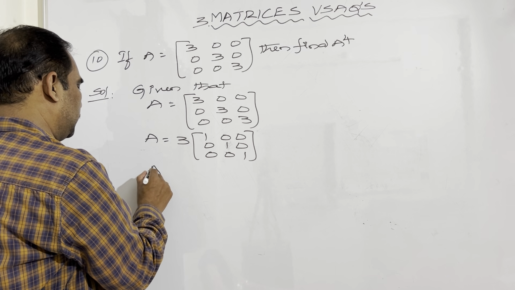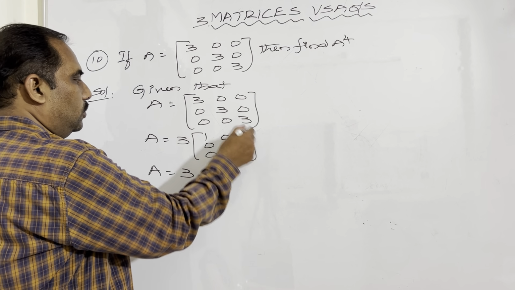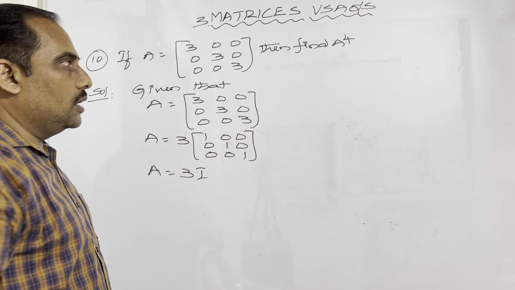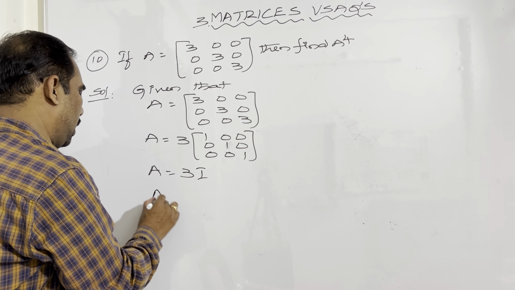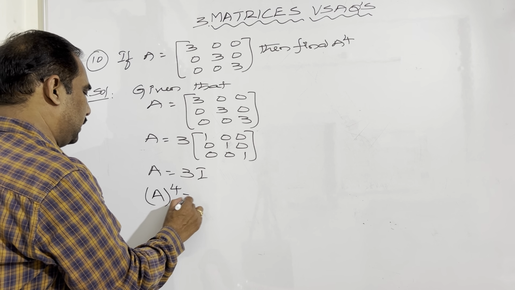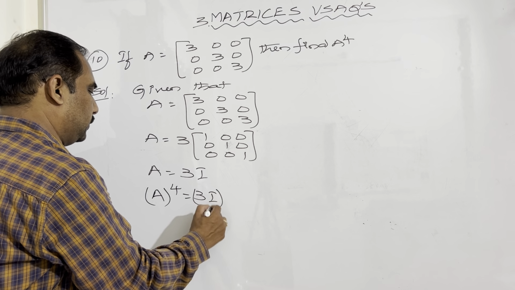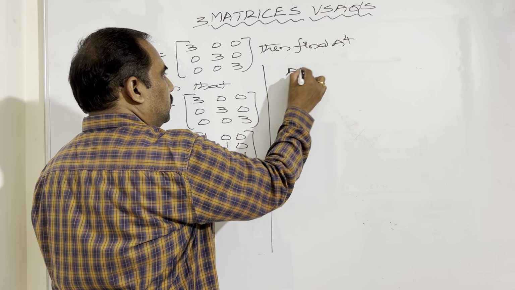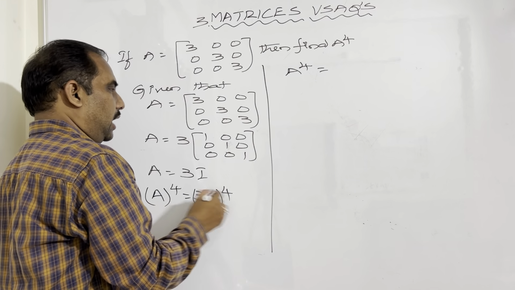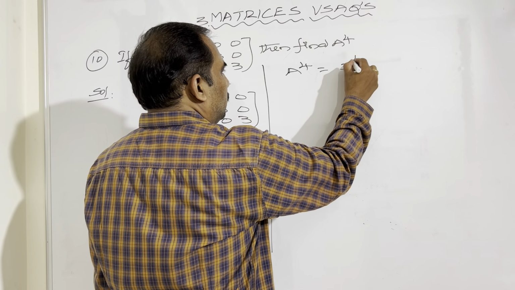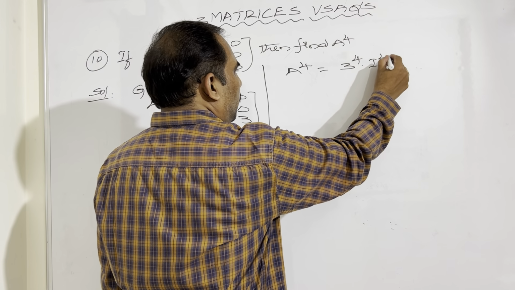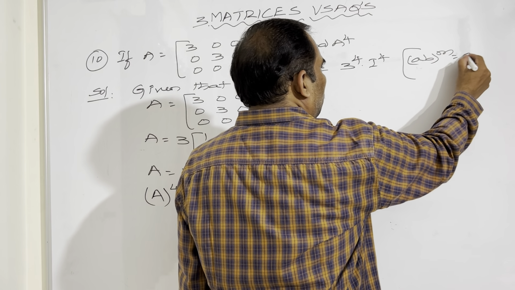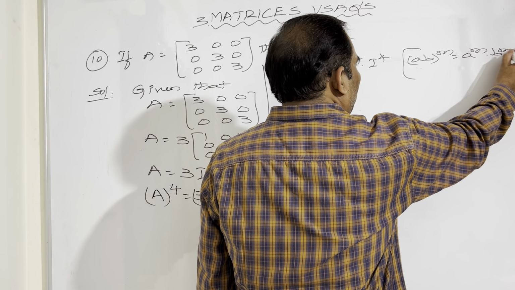So this can be written as A is equal to 3 into, we know this 1, 0, 0, 0, 1, 0, 0, 0, 1 is the unit matrix I. To find A power 4, operating whole power 4 on both sides, we get A to the power of 4 is equal to, this is like AB whole to the power of m. So that is 3 power 4 into I power 4. Suppose AB whole to the power of m is equal to A to the power of m into B to the power of m.